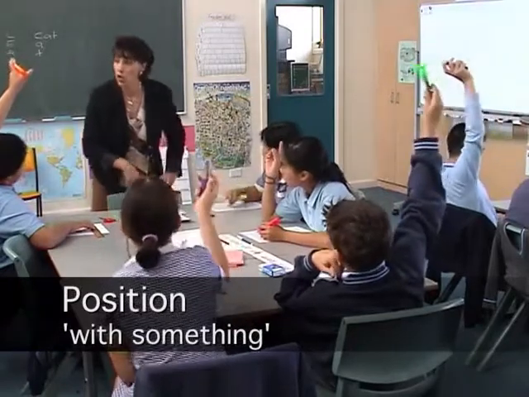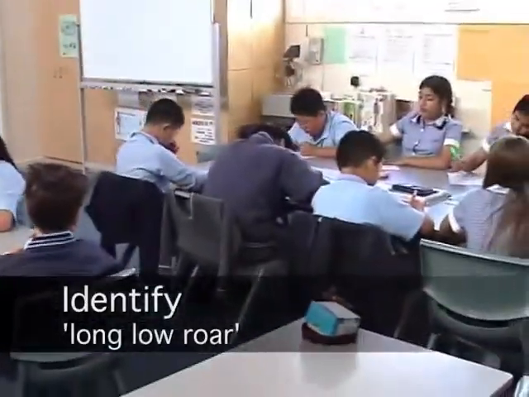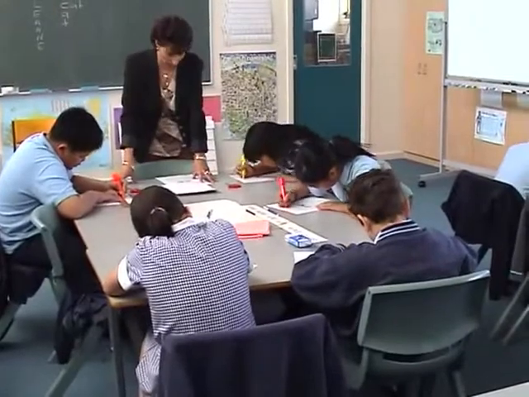Now, when it started, what sort of sound did it make? It tells us it started with something. What was it that it started with? Shamila? Long, low roar. Fantastic. So let's highlight long, low roar.